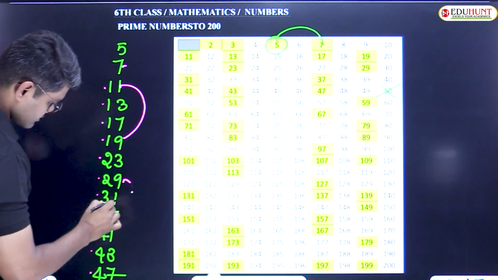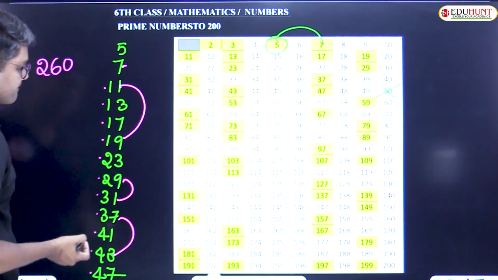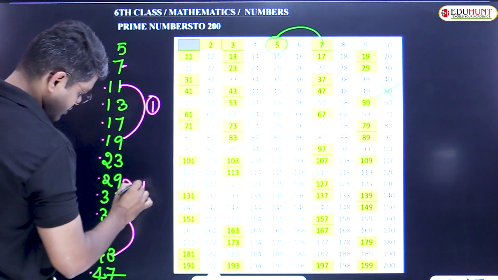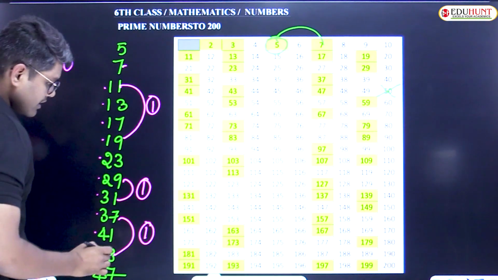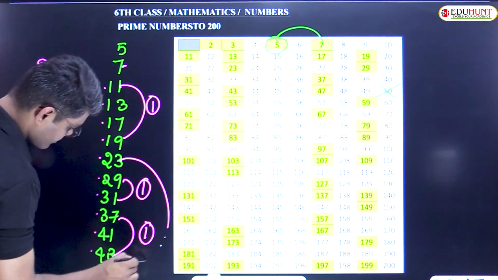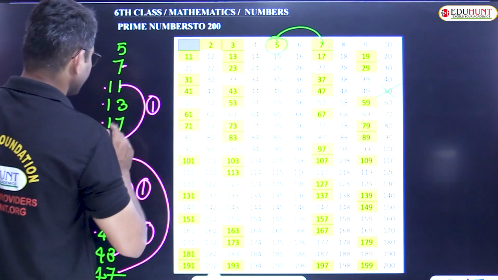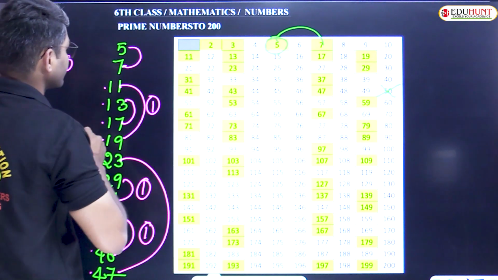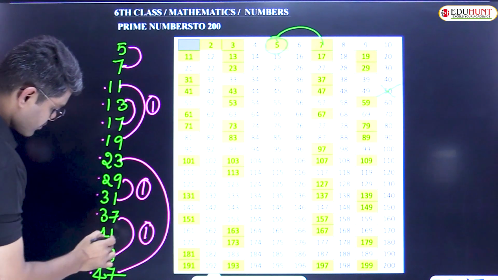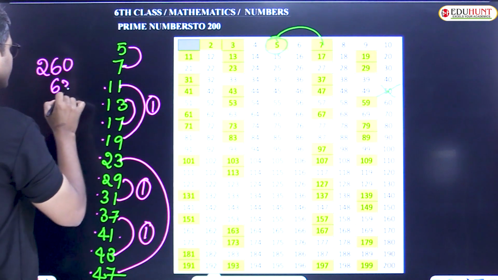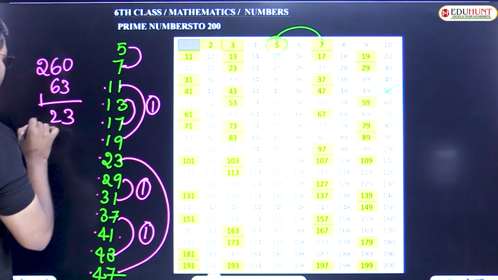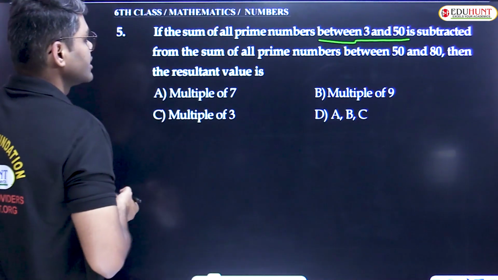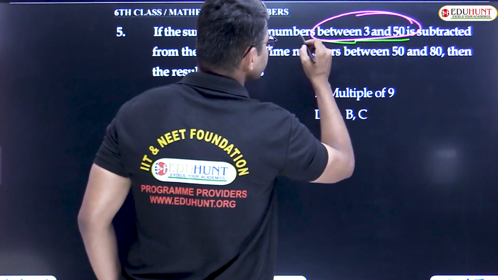10, 10, 10, 1, 2, 3, 30, 40, 50, 57, 62 plus 1, 63. That is 3, 12, 323. So this sum is 323.